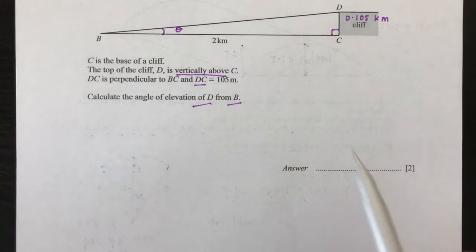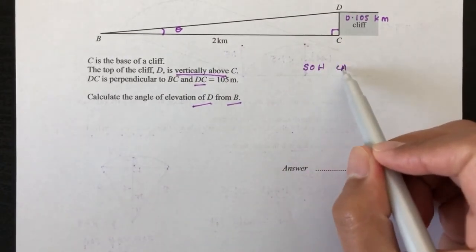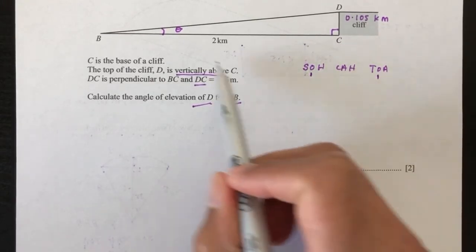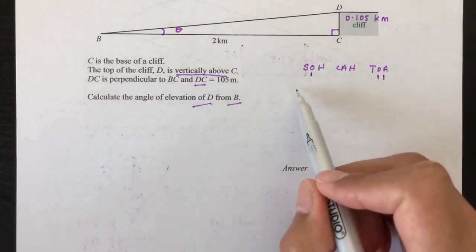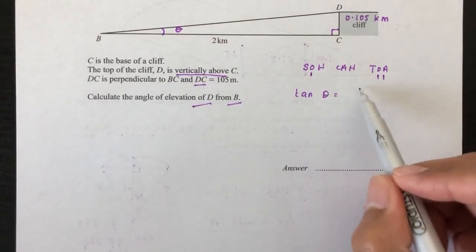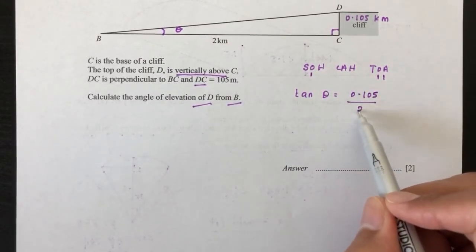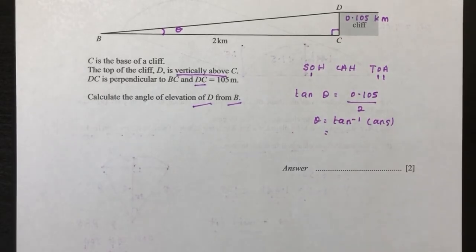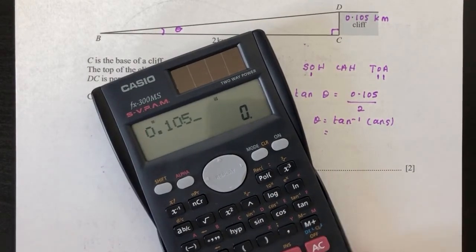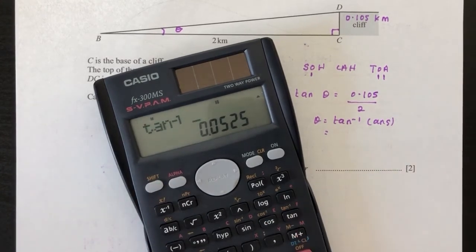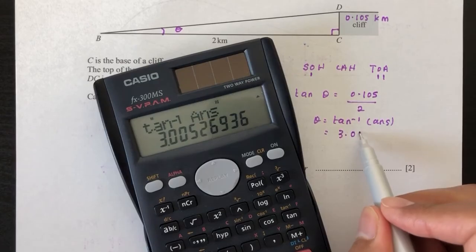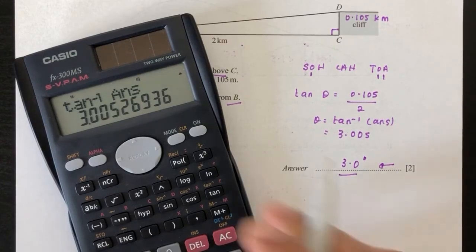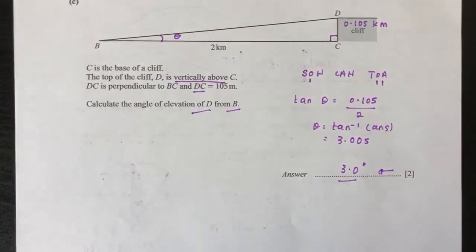Let's call this theta. So we have to use SOHCAHTOA. We know the opposite side, we know the adjacent side, so we have to use tan. So tan of this angle is equal to 0.105 divided by 2. So this will be tan inverse of the answer. Let's find out how much this angle is. 0.105 divided by 2, and tan inverse of the answer will be 3.005. So your answer will be 3.0 degrees for the angle of elevation in this question. That will be question number 10.